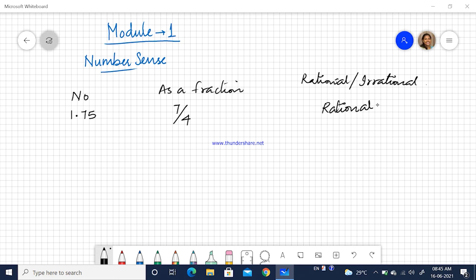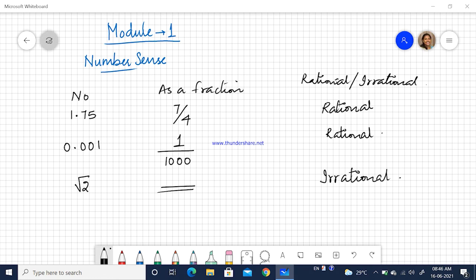Now what about 0.001? It means 1 by 1000, so it is also a rational number. What about root 2? Root 2 cannot be expressed in the form of a fraction, so it is an irrational number. Root 3 also cannot be expressed in the form of a fraction, so that is also an irrational number.